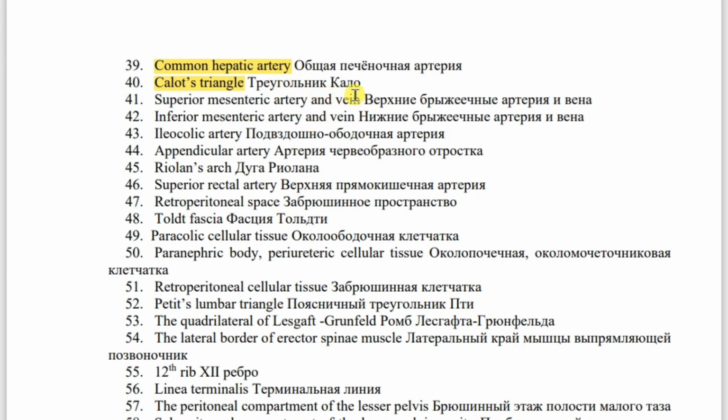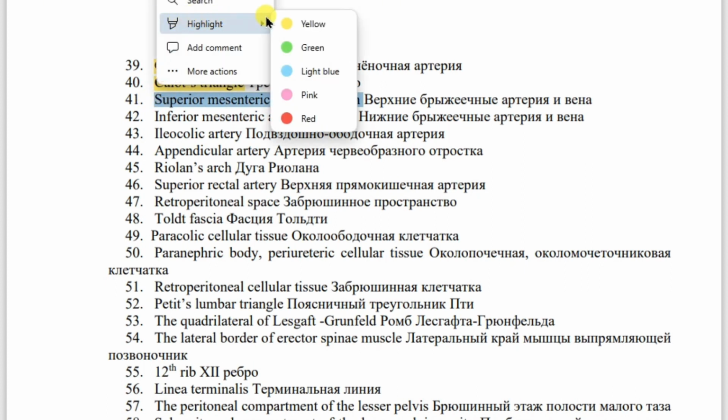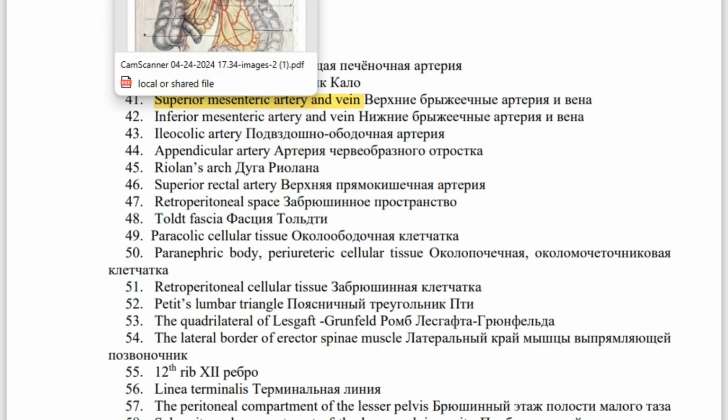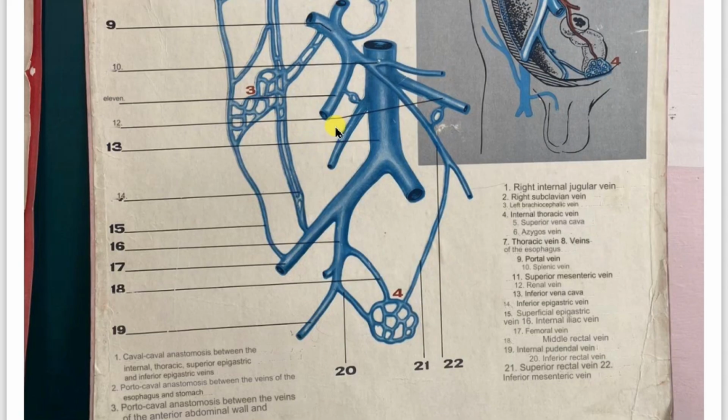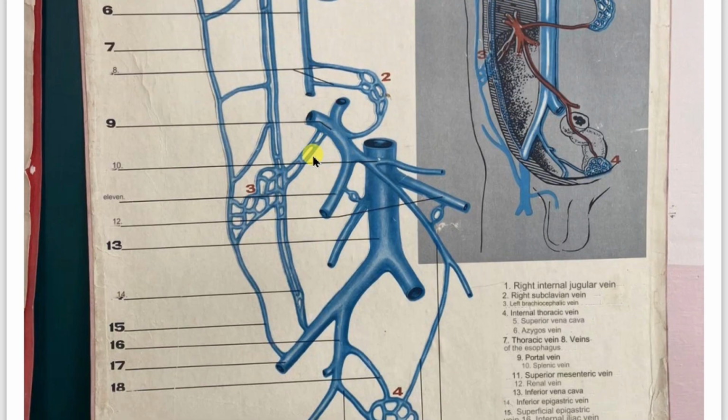Next you have the superior mesenteric artery and vein. As you can see here, this one is the superior mesenteric artery. Okay, and the superior mesenteric artery runs behind the pancreas. Our second part is the superior mesenteric vein. For the vein, you have to come to this poster. As you can see here, this is the superior mesenteric vein. Okay, so let's move to the next question.